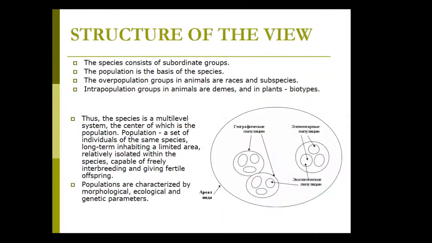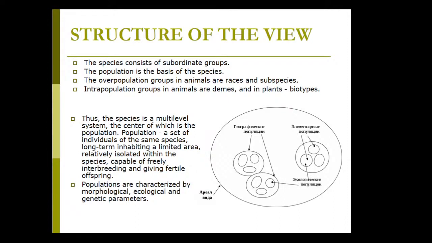Next, structure of the view. The species consists of subordinate groups. The population is the basis of species. The suprapopulation groups in animals are races and subspecies. Intrapopulation groups in animals are demes, and in plants biotypes.